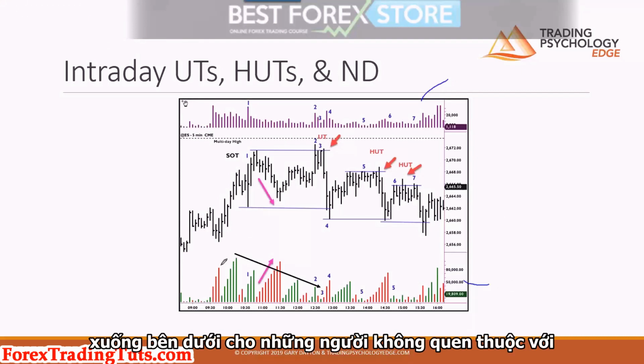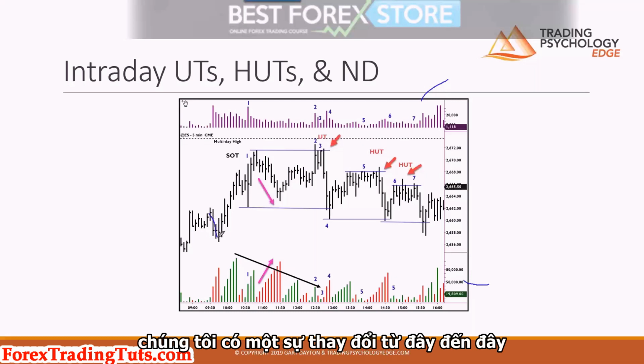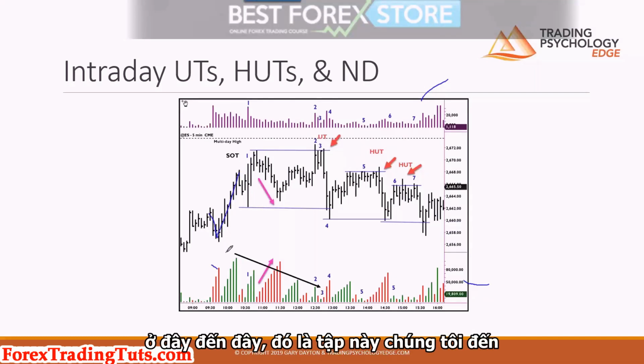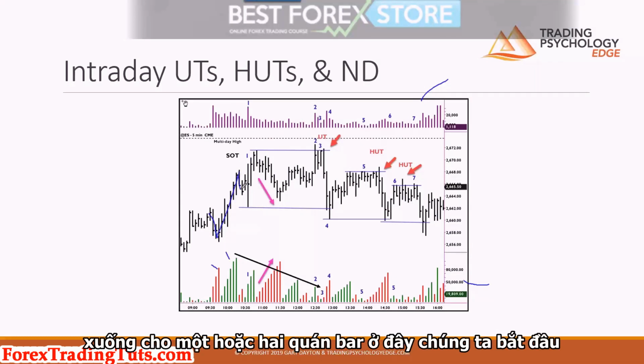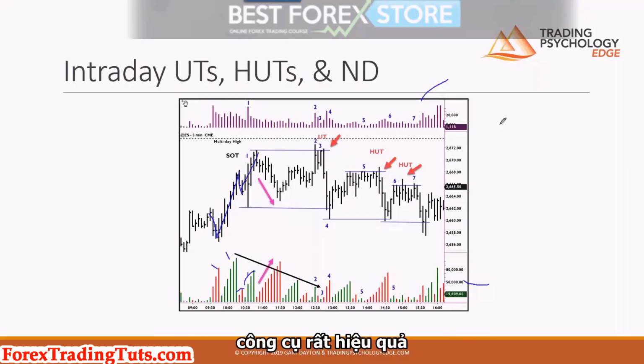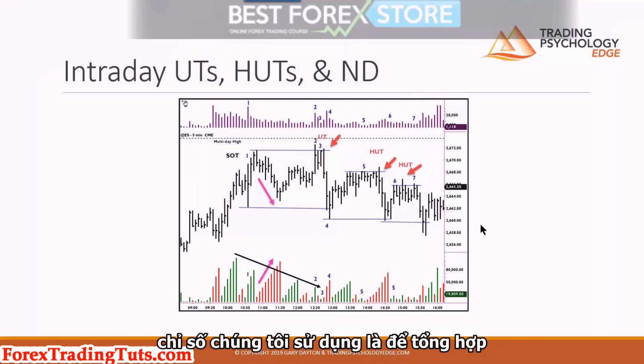For those not familiar with the Weiss wave, it calculates the volume on the swing. So we have a swing from here to here. That's this volume. We swing up to this point, that's this volume. We come down for a bar or two, that's here. We go back up, and that's this volume. So you get the idea. This is known as the Weiss wave, a very effective tool in trading this method. It's the only indicator we use, to aggregate the volume.